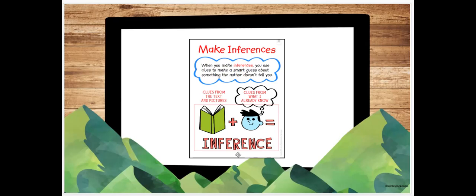So look at this picture here. Clues from the text and pictures, plus clues from what you already know, and you can make an inference. Okay, so think about maybe Miss Lane walking into the classroom and she has a blanket covering her body. She has a wet towel on her head and she's slouched, kind of walking like an old grandma coming in. Her eyes look dark, and I kind of do a slight little cough.